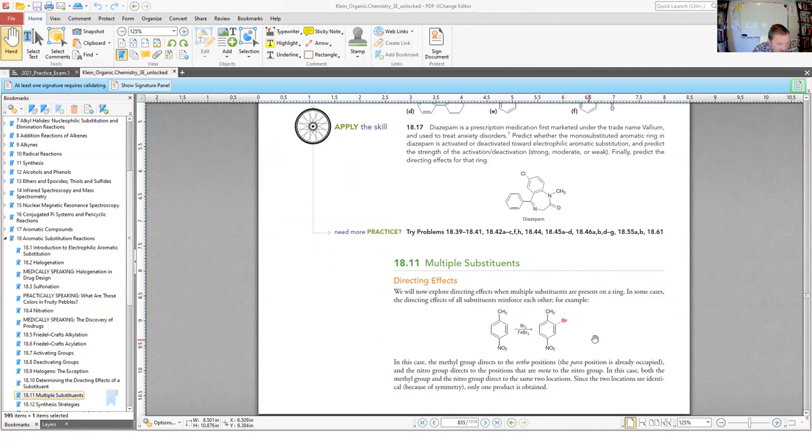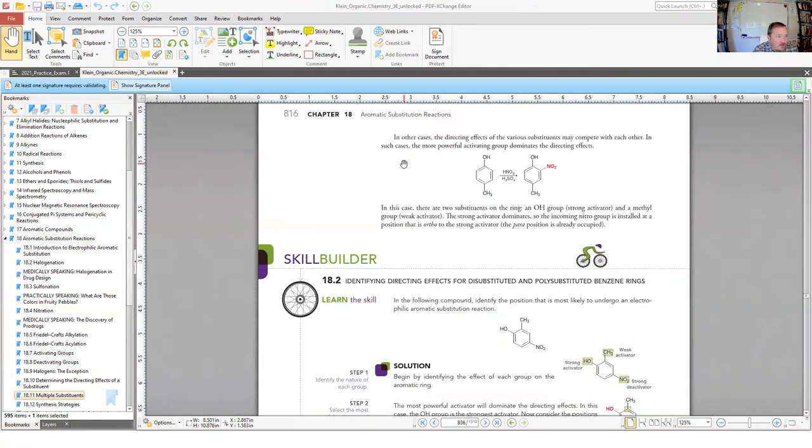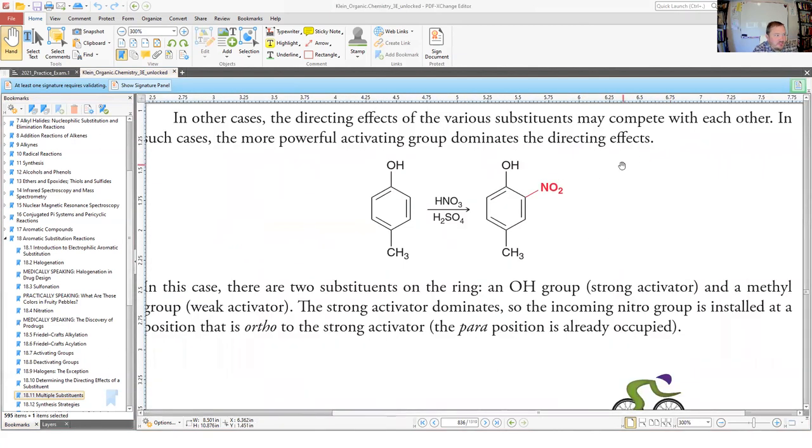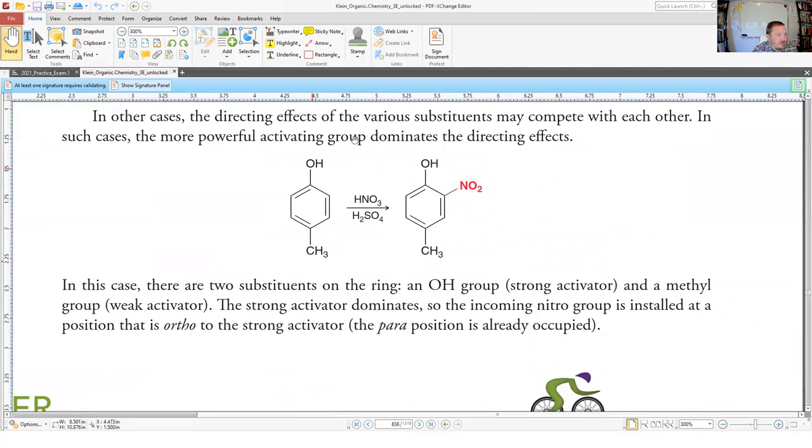Yeah, I think it's going to be in this section here. In some cases, they reinforce each other. In other cases, directing effects of various substituents may compete with each other. In such cases, the more powerful activating group dominates the directing effects.